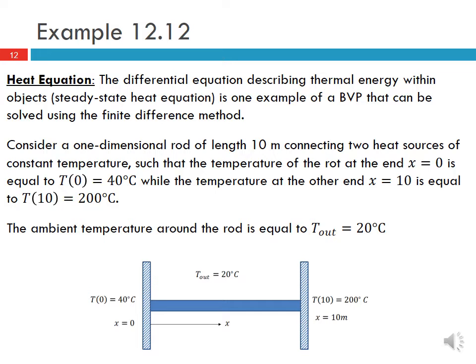On one side, the temperature is equal to 40 degrees, and on the other side, the temperature is equal to 200 degrees. Both of those temperatures are kept constant. And then the ambient temperature around the rod is equal to 20 degrees. We want to find the temperature variation within the rod at steady state.